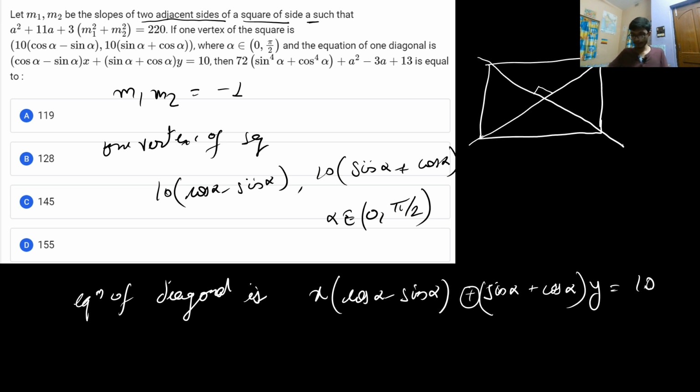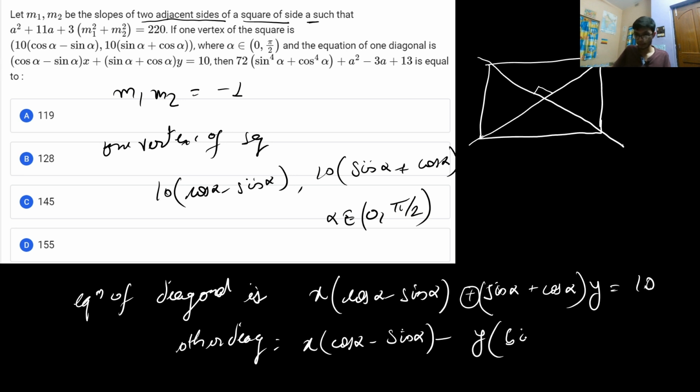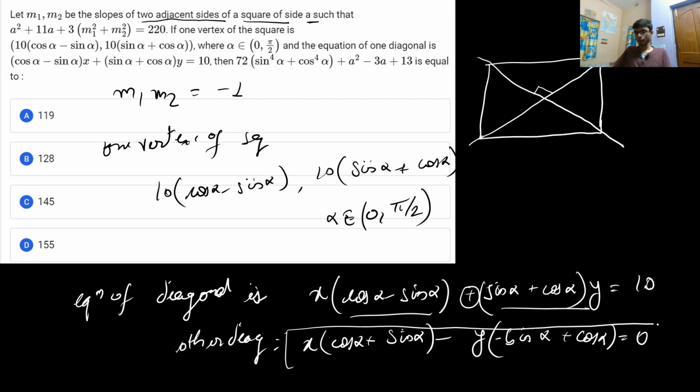What we can see is that the other diagonal's equation can easily be obtained. The other diagonal is basically x into cos alpha minus sin alpha minus y into... we just have to interchange these coefficients. We have studied these things. So just interchange the coefficients and replace the sign of y with a negative sign, so we'll get minus sin alpha plus cos alpha is equal to 0. So this is the other diagonal equation.